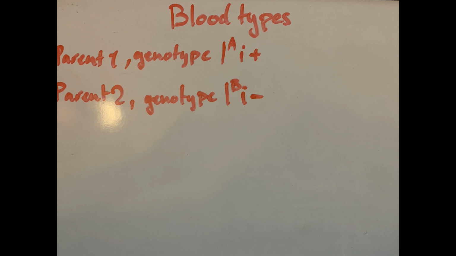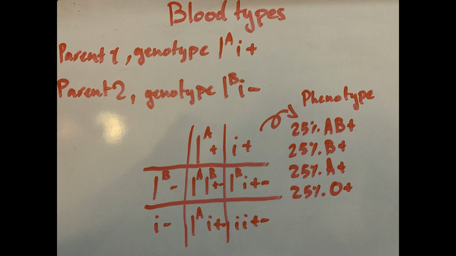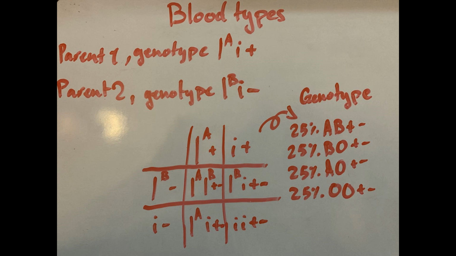Let's say that there are 2 parents, one with a genotype of IAi+, and the other with a genotype of IBi negative. If we were to make a Punnett square for them, 25% would be AB positive, 25% would be B positive, 25% would be A positive, and 25% would be O positive. In their genotypes, 75% would carry an allele for O blood, and they would all be heterozygous positive, carrying a negative allele but not showing it in their phenotype.